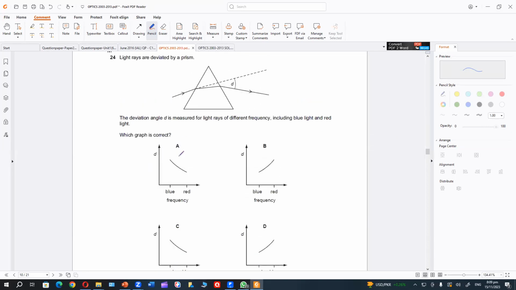Now look at this question. Light rays are deviated by a prism. The deviation angle D is measured for light rays of different frequency, including blue and red. Remember, red deviates the least. Now you have to answer this.